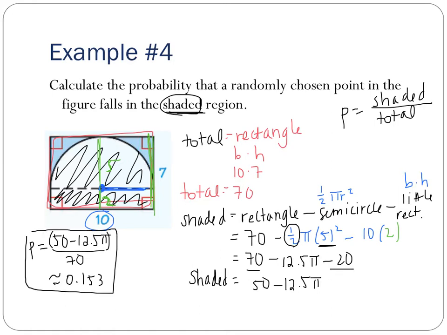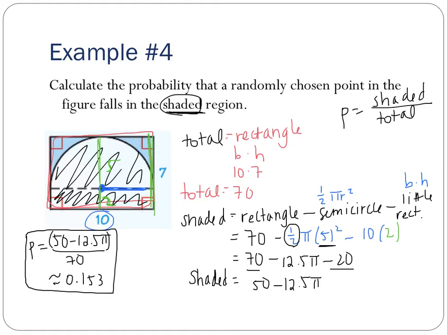Okay, so I always like to ask myself, does this make sense? First of all, the answer is between 0 and 1, so that's a good sign. Now I need to look at my figure. A probability of 0.153 means that the shaded region is about 15% of the total region. Does that look like it might be the case here? Well, yes, the shaded region is a very small proportion of the entire figure. So this probability looks to be about right.